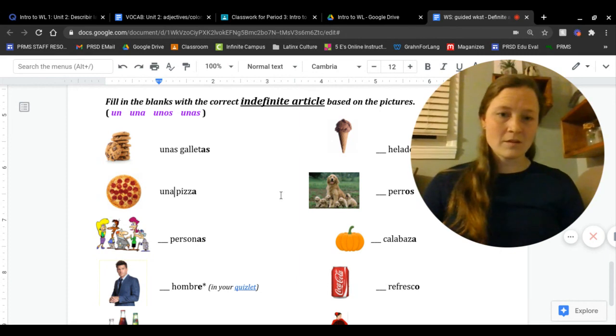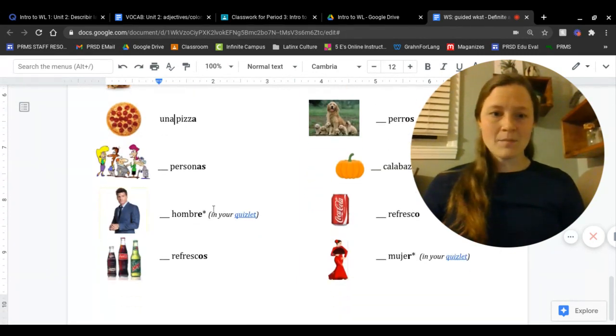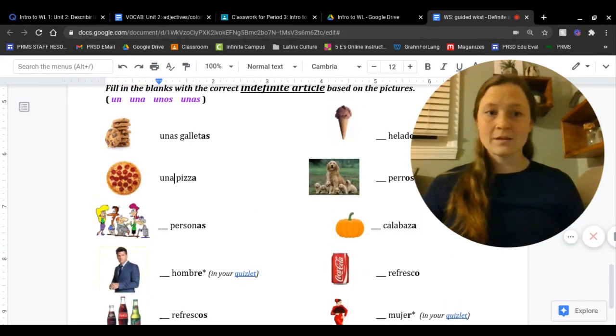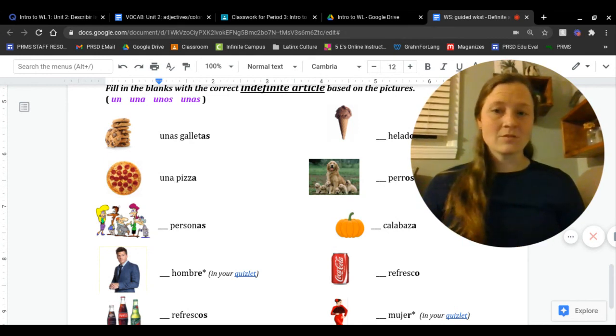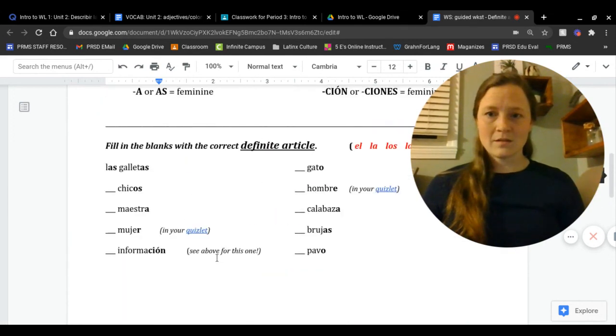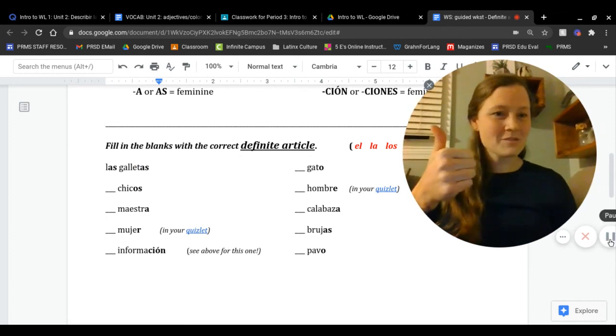And that's what you'll do for the rest of this activity. There are, again, a couple that you'll have to look up in your Quizlet to figure out if it is masculine or feminine, but I think you can handle doing that. So you'll have your own copy of this document, and you'll do the activities, this one and this one. Cool. Buena suerte. Good luck.